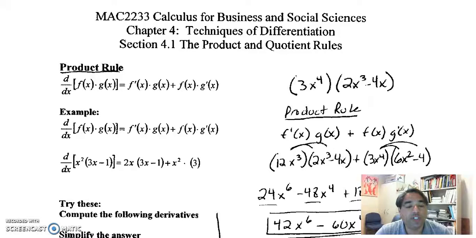Hello, we're going to start Chapter 4 for MAC2233, Calculus for Business and Social Sciences. What we're going to learn in Chapter 4 is the techniques for taking derivatives. And the first one we're going to learn is the product rule.